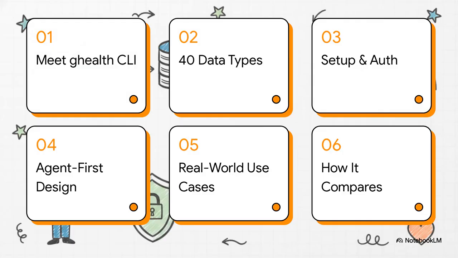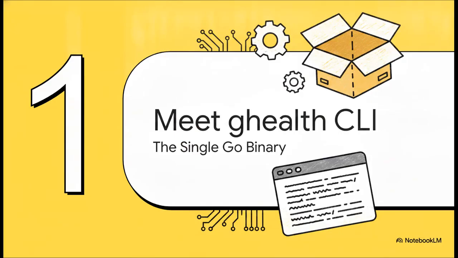So here's our roadmap for the explainer today. First, we'll meet the ghealth CLI, then check out the 40 types of health data it handles, walk through setup and authentication, explore its agent-first design, look at some real-world use cases, and finally, see how it compares to other options out there. All right, Section 1.